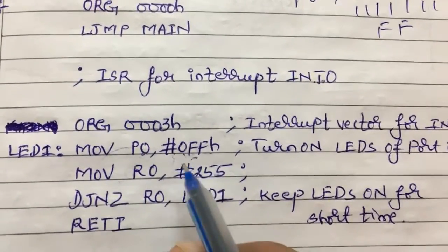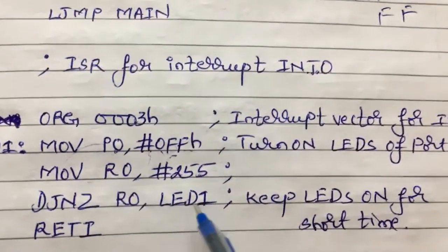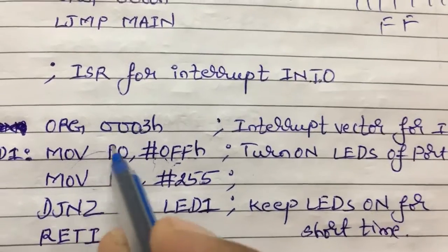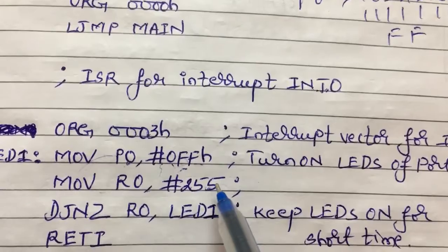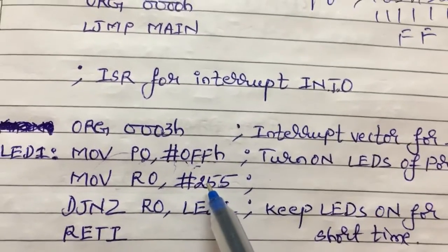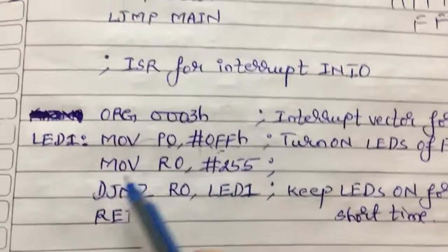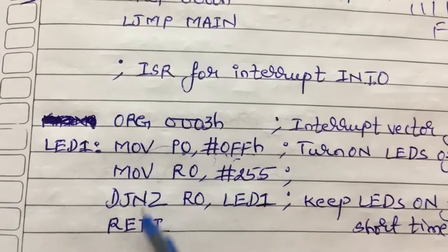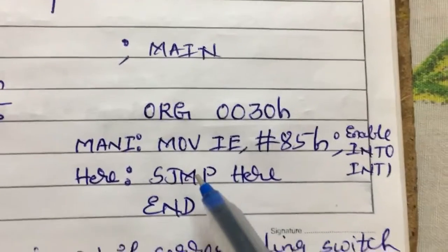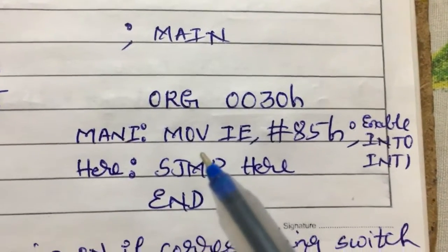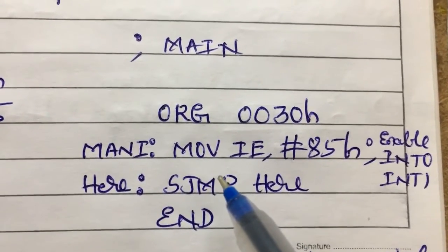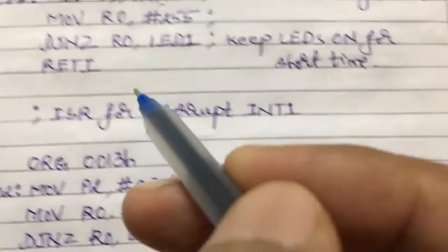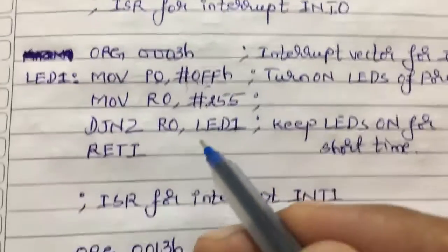The process keeps the LEDs on for a short duration, counting down from 255 until it becomes 00. You can take any count value, not only 255. After completion, it returns to the main program. Again, if I press P3.3, it is with respect to INT 1.